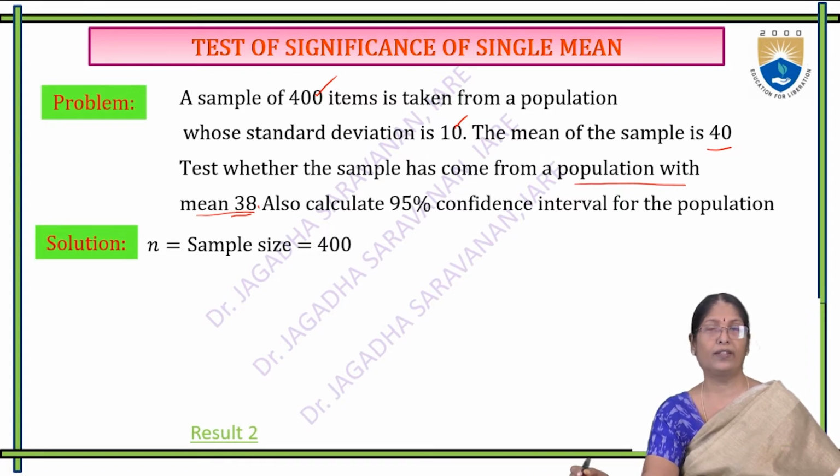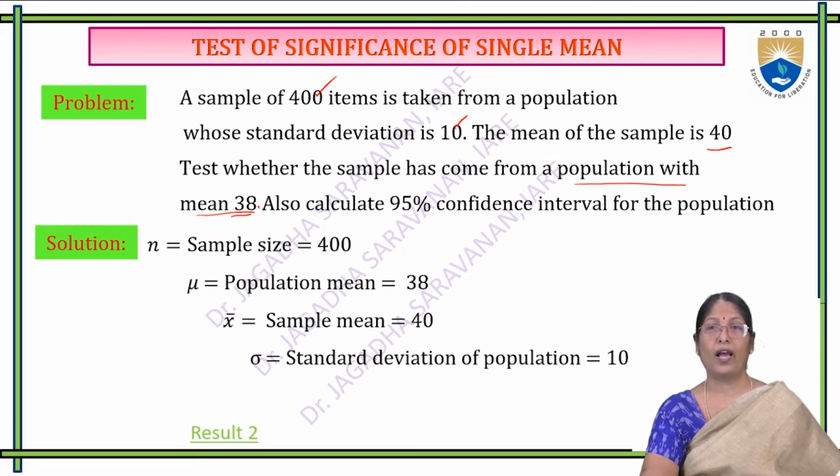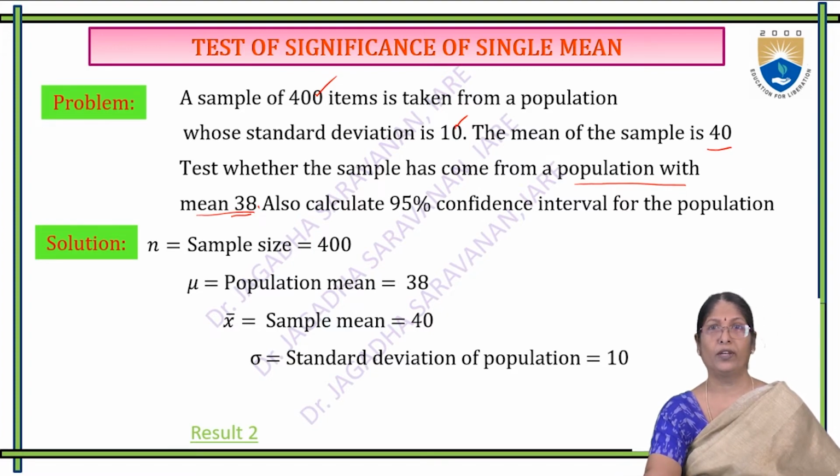The next, in this particular problem, also calculate the 95% confidence interval for the population. So n equals sample size equals 400, mu equals population mean equals 38, x bar equals sample mean equals 40, and sigma equals standard deviation of population is 10. We put everything in order and wrote it in the solution.